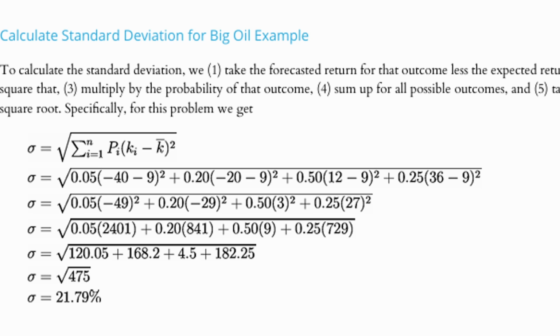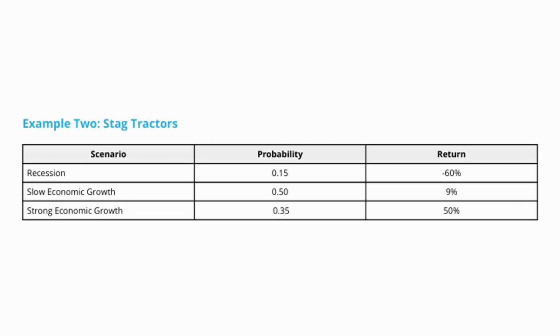In order to evaluate where Big Oil ranks in terms of risk and return, we need to compare it to an alternative. Stacked Tractors has a 15% chance of negative 60% return in a recession. Slow economic growth of 50% leads to 9% return. And strong economic growth has a 35% chance with 50% return.